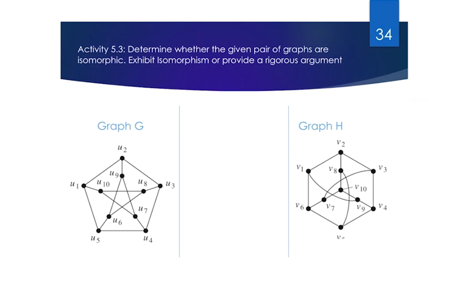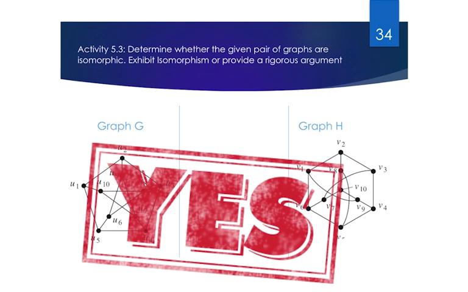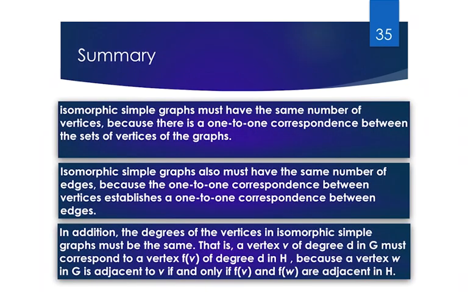Isomorphic simple graphs must have the same number of vertices because there is a one-to-one correspondence between the sets of vertices of the graphs. Isomorphic simple graphs also must have the same number of edges because the one-to-one correspondence between vertices establishes a one-to-one correspondence between edges.